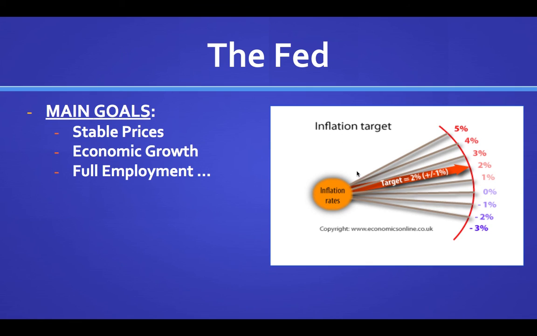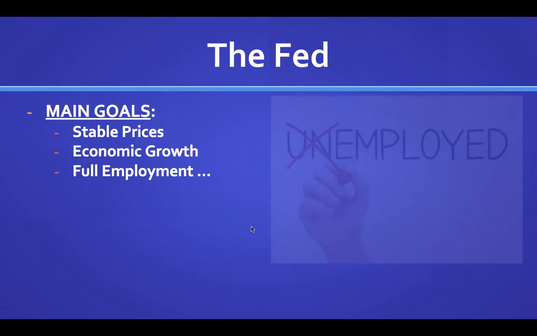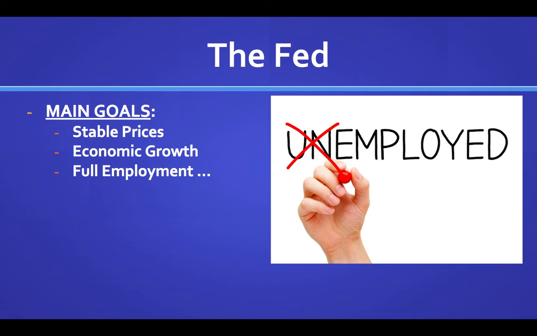So inflation, that is stable prices, trying to get that magical 2% inflation. We've talked about economic growth, having GDP grow each year is the goal of our country. And then finally, to get as many people out of the unemployed and into the employed column. So that's the goals of what the Fed does with the money supply.